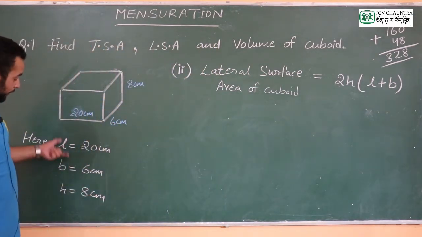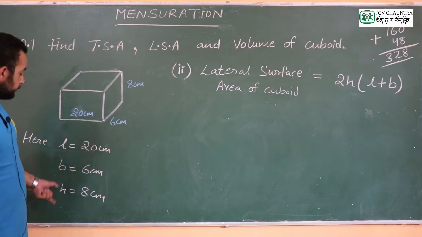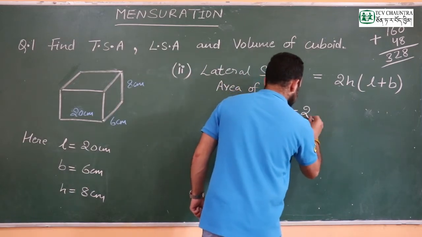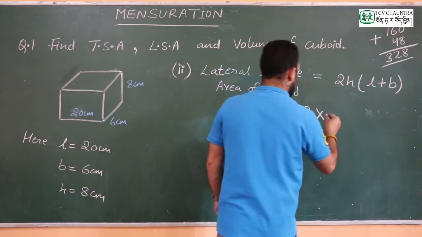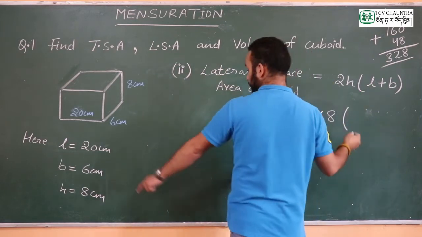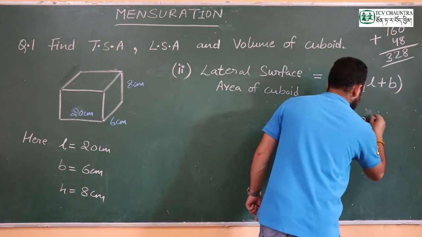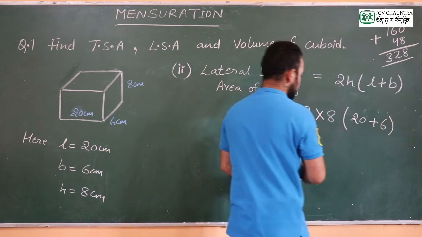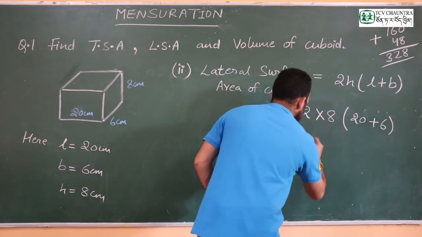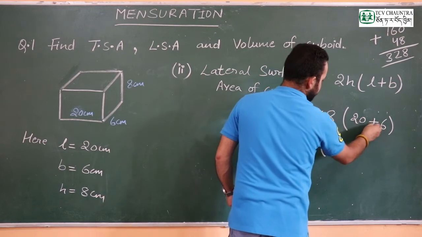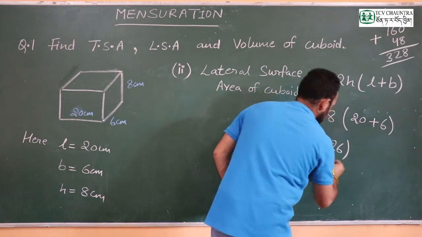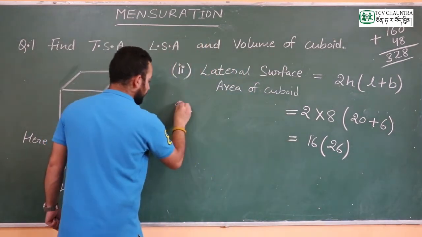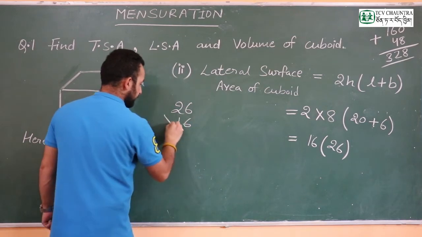So you know the values of length, breadth and height. Just substitute all these values in this formula and you will get the product. So 2 as it is. In place of height, you will substitute 8. Okay class. In place of length, you will substitute 20. And in place of breadth, you will substitute 6. So here it's 2 8s are 16 and 20 plus 6, here it's 26. Now you are going to multiply the number 16 with 26. So here we will calculate 26 multiplied by the number 16.